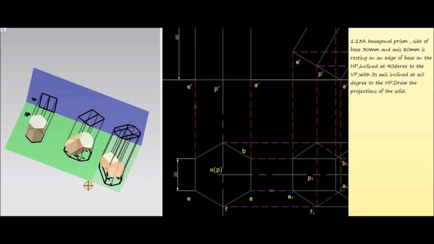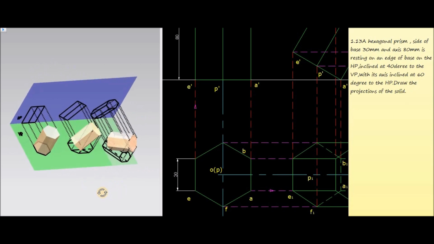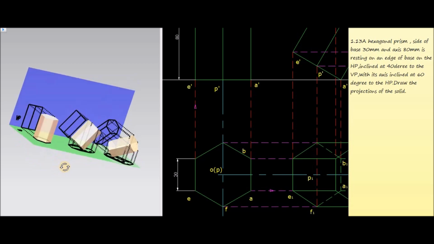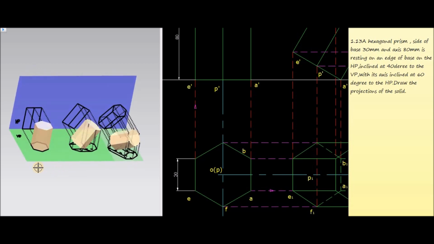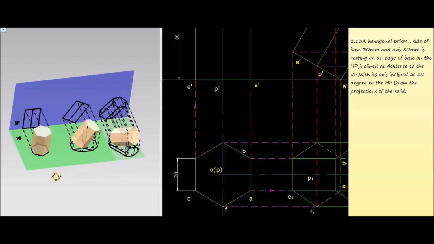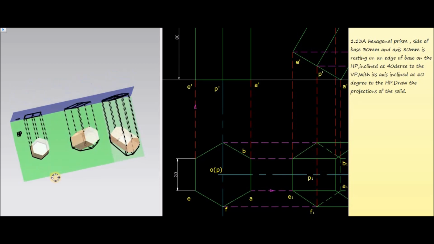First of all, consider the three-dimensional representation of this question. Now this one is the case of a hexagonal prism. Now we have to construct two mutually perpendicular planes, VP and HP. VP is represented in blue color and HP in green color. Now let us assume that this is the initial position of the prism.